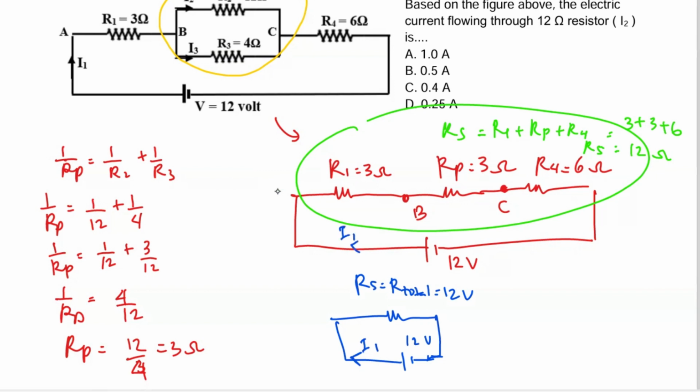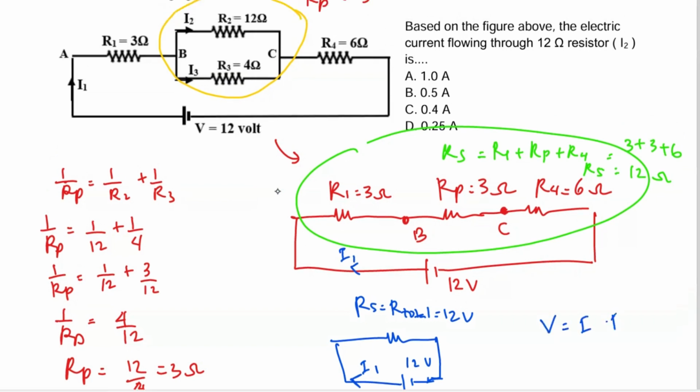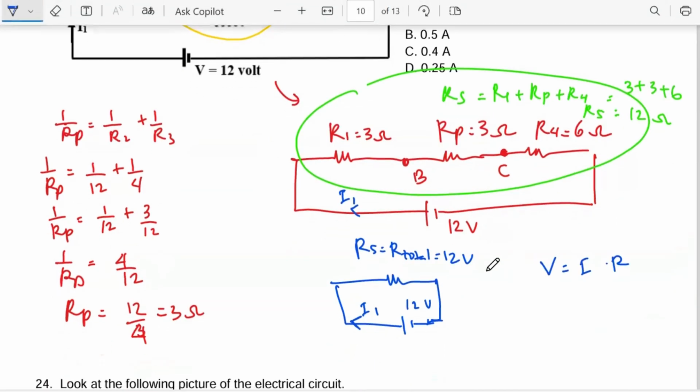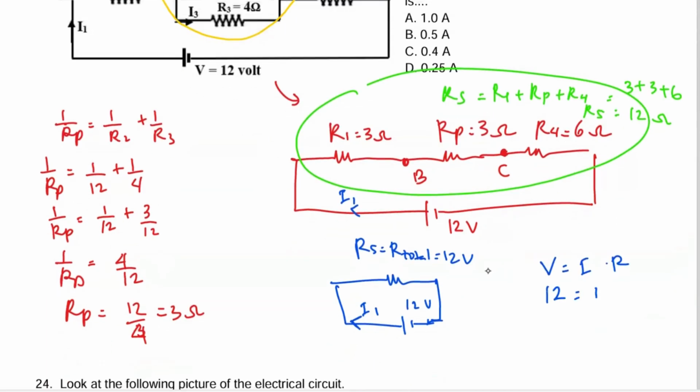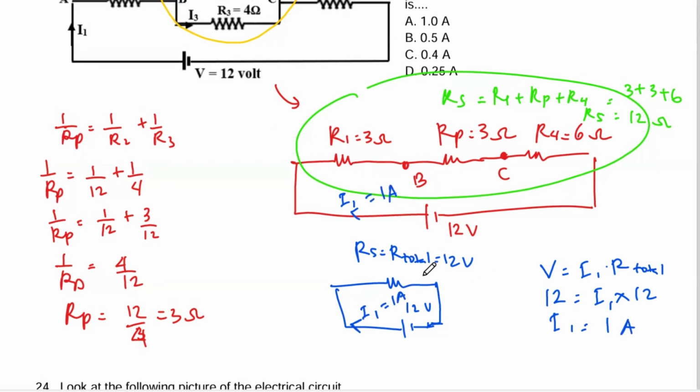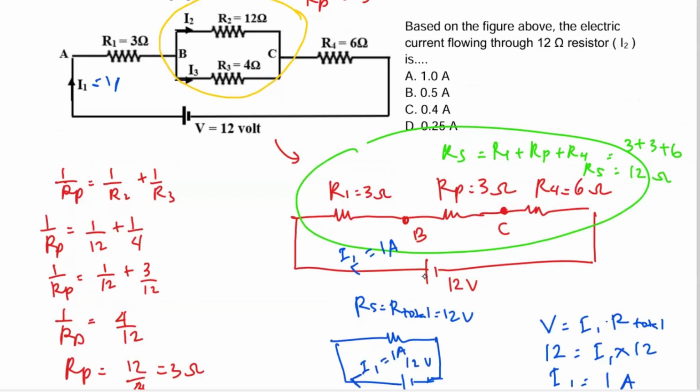Okay, so we use Ohm's law, V equals I times R, right? The V here is 12, I is the question, and R is 12, right? The R here is the R total. So the I here is I1. So I1 equals 12 divided by 12, which is 1 ampere. So this is 1 ampere. This is also 1 ampere. So we can also put here it's 1 ampere.